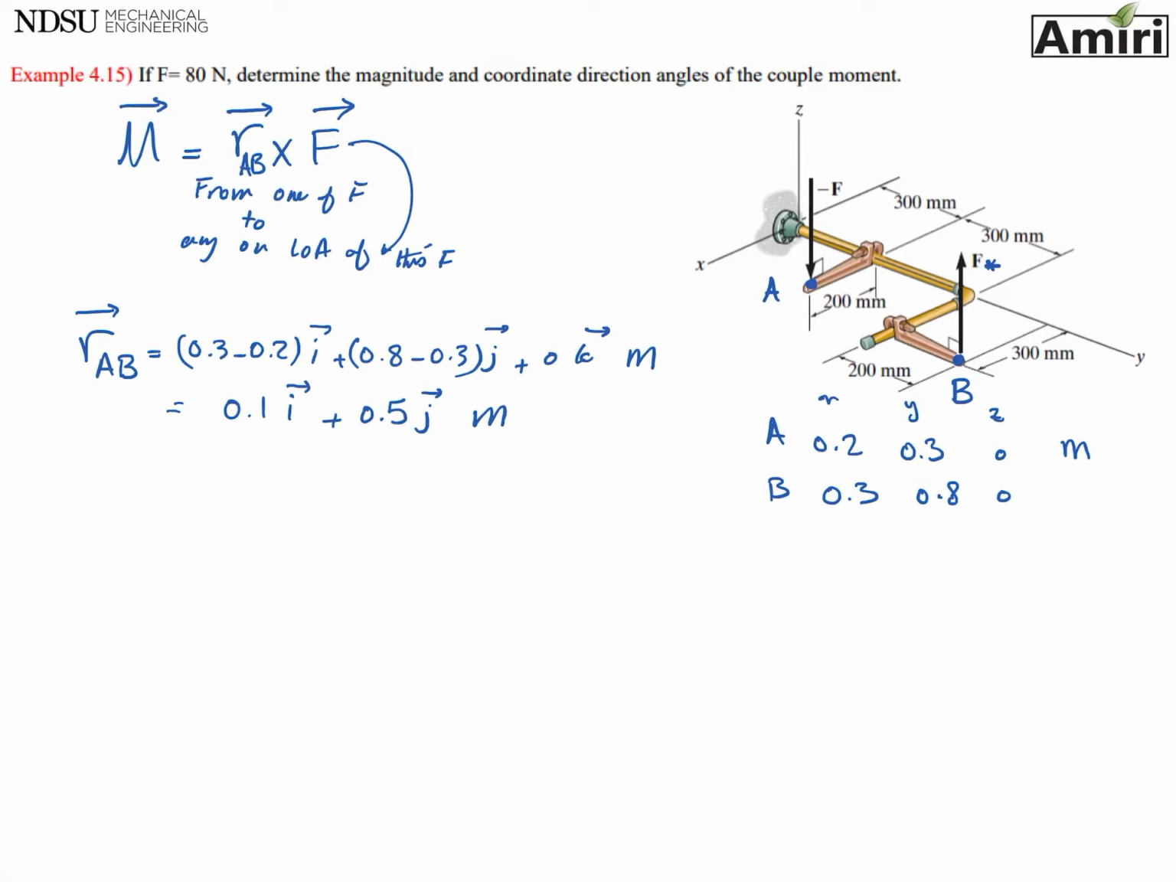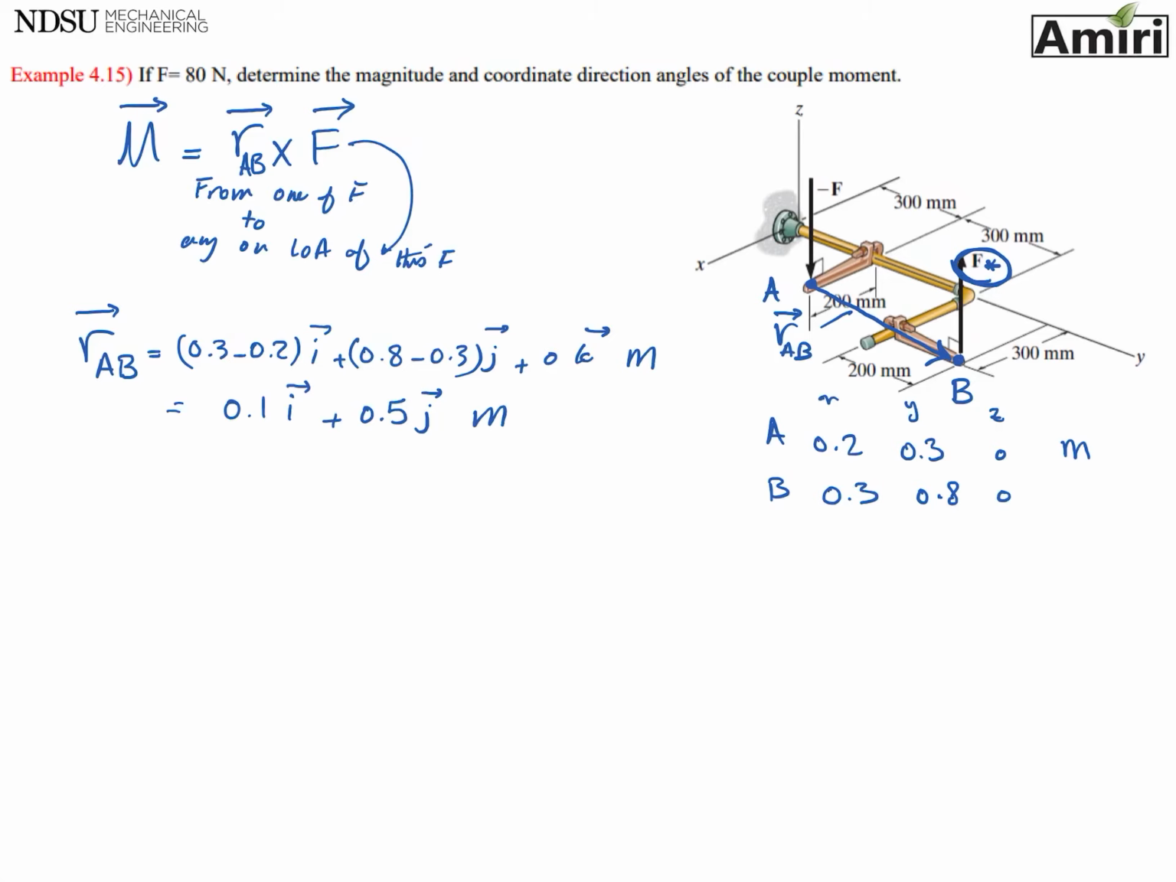Now, I'm starting from point A to go to point B. This is my position vector. The vector force that I arrive at, I should use it as my force that I put in the matrix.